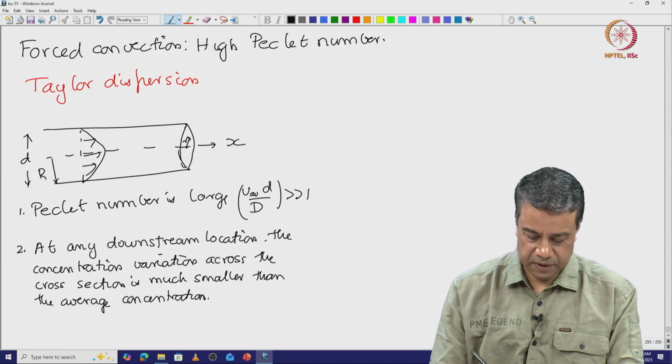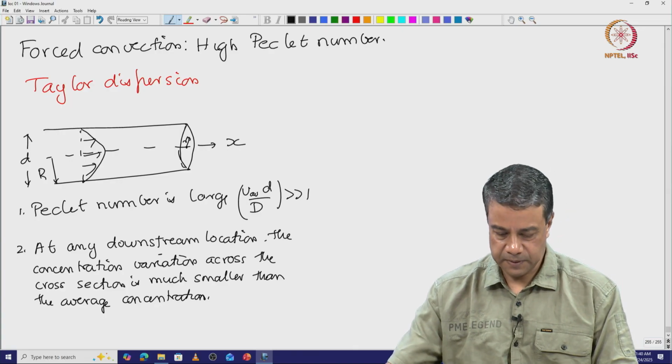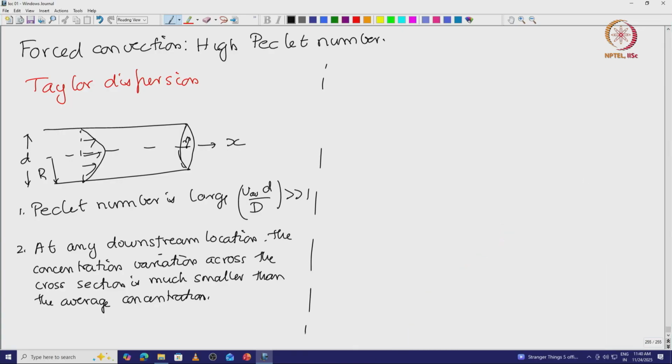So, if we take for example a typical time scale, the characteristic diffusion time across a distance d, where d is the pipe diameter, will scale as d square divided by the diffusion coefficient, the length square by diffusion coefficient. We have seen that numerous times when we did separation of variables for transport problems. That is the characteristic time for which diffusion is taking place.